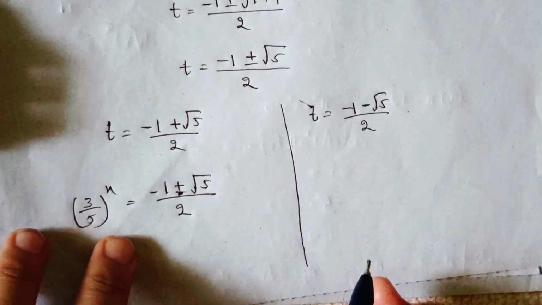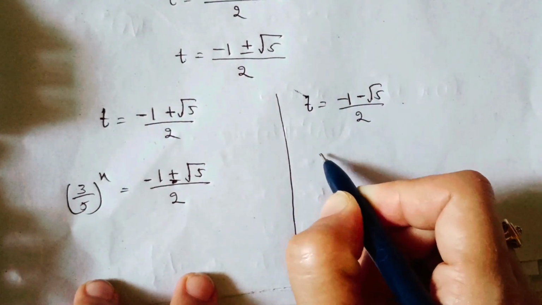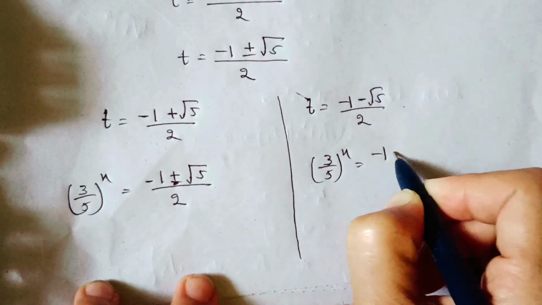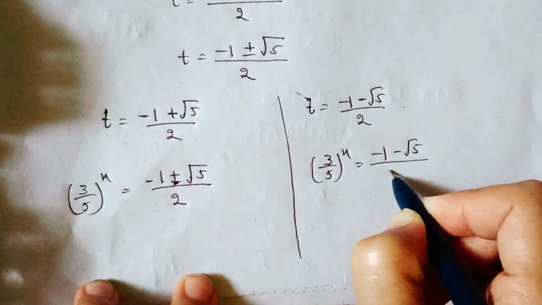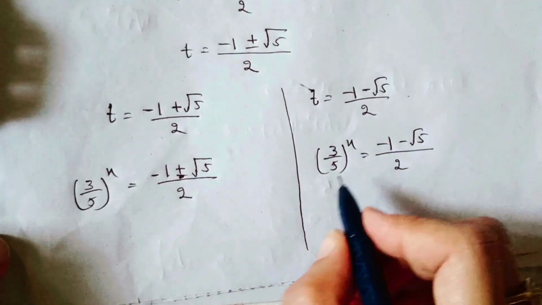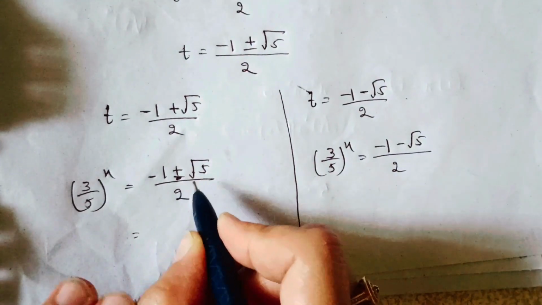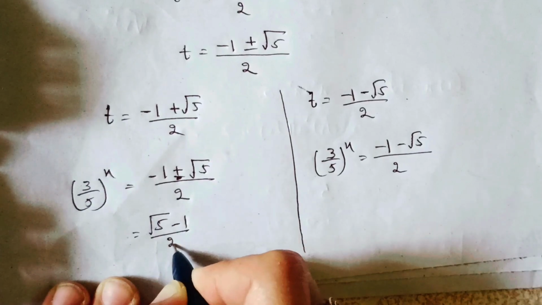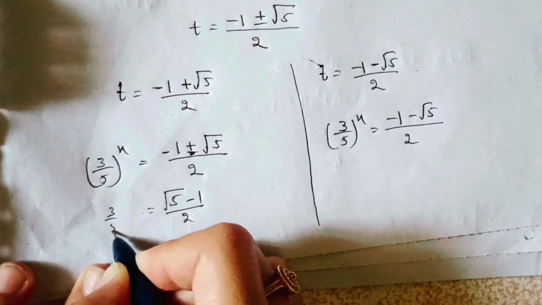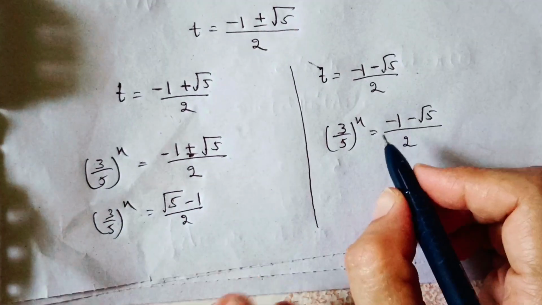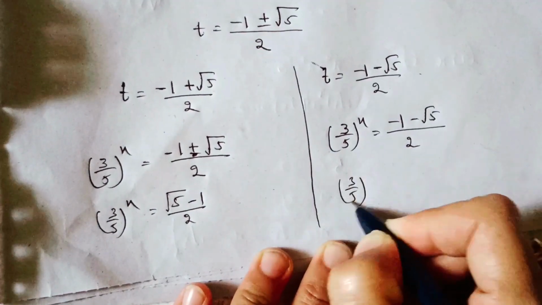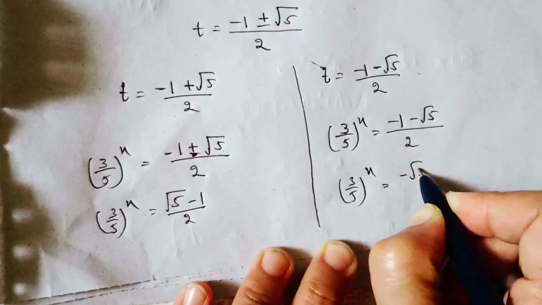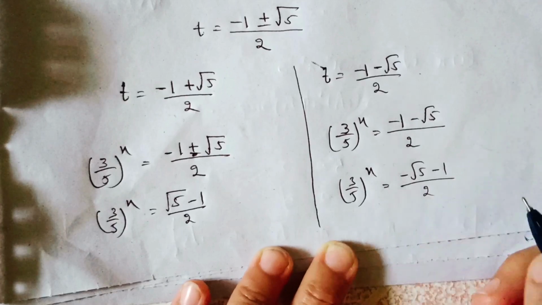Okay, and here, in the place of t, (3/5)^x equals minus 1 minus root 5 by 2. So this can be written as (3/5)^x equals (root 5 minus 1) by 2, and (3/5)^x can also be written as minus (root 5 minus 1) by 2.